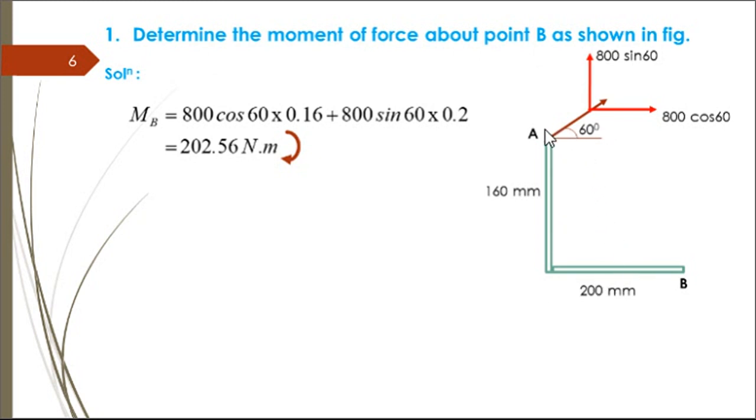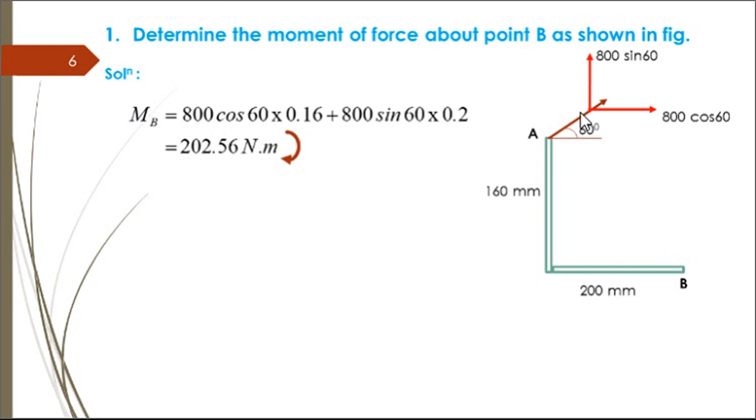This is the end A, this is the end B. Now at the end A, an inclined force of 800 N is applied at an angle of 60 degrees. The vertical height is given as 160 mm and the horizontal is given as 200 mm. And we have to determine the moment of this force. When we apply the force of 800 Newton at point A, we have to find out how much moment is developed at point B.